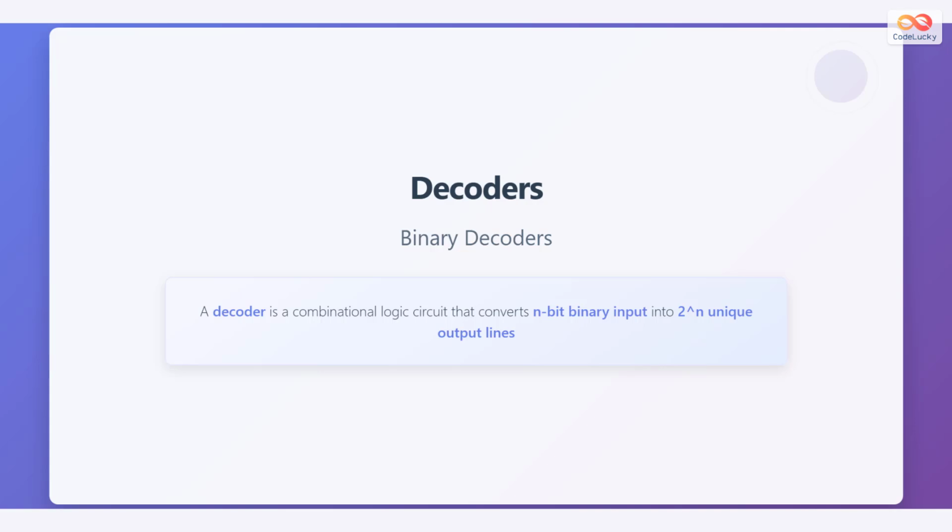In this video, let's explore decoders. Specifically, we will focus on binary decoders. A decoder is a combinational logic circuit. It converts an n-bit binary input into 2 raised to the power of n unique output lines.